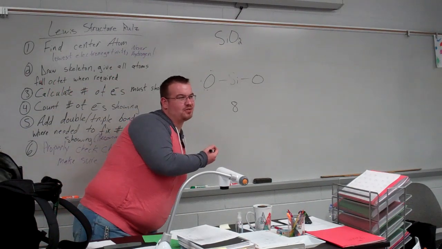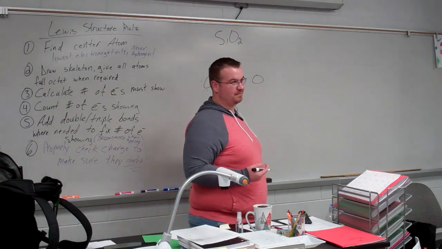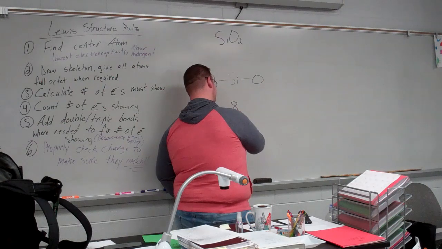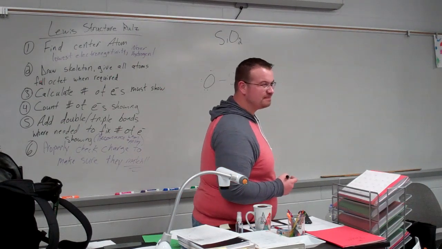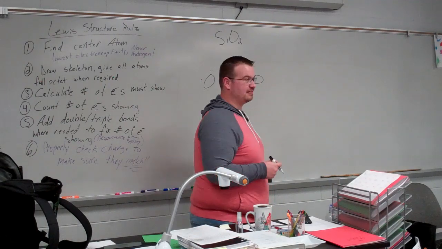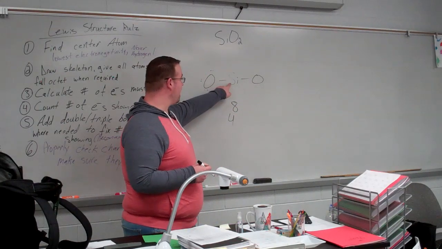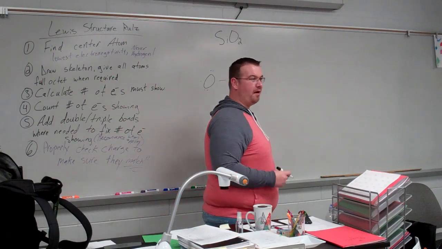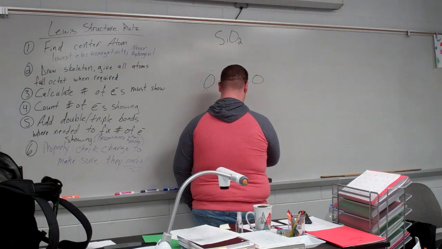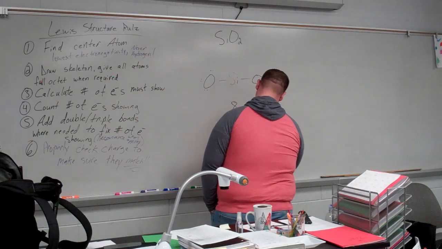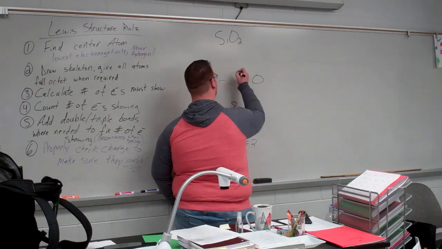So how many electrons does silicon have bonded to it? Where do you get 4 from? The bonds. So how many dashes? There's 1 dash to the silicon, there's another dash to the silicon. There's 2 dashes, each dash represents 2 electrons, so 4. I need 4 electrons, divided by 2, gives me 2, so 2 lone pairs, 1, 2.